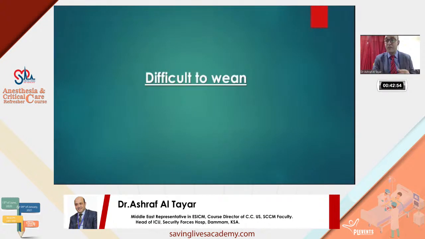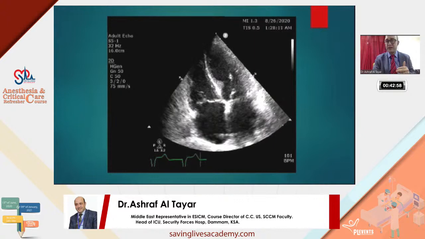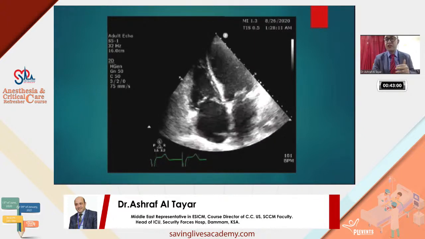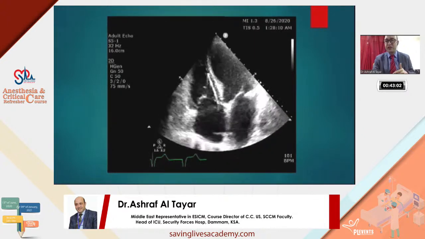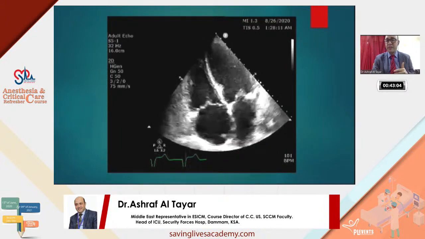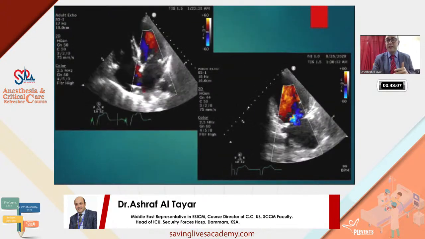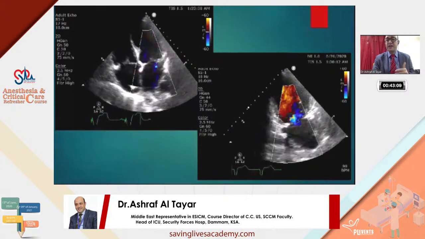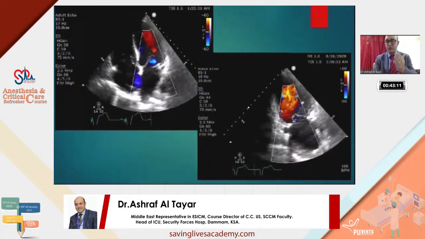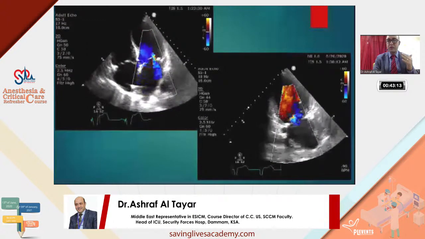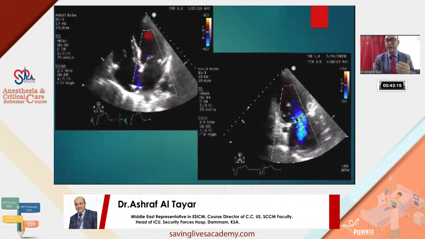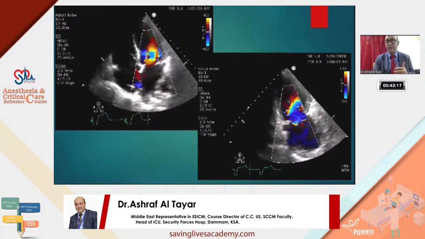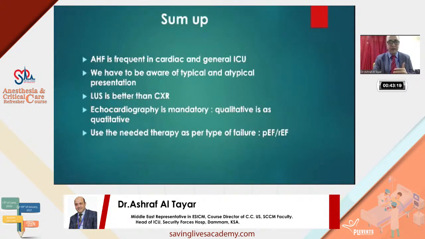Difficult to wean is a common daily scenario in ICU. And one of the common reasons for your patients to fail weaning from mechanical ventilation is presence of heart failure. How can you wean somebody with this severe mitral regurgitation? You have to control this regurgitation. You have to control the systolic function. You have to improve the cardiac output before you attempt to wean patients from mechanical ventilation, as we mentioned in details in the presentation of weaning from mechanical ventilation.